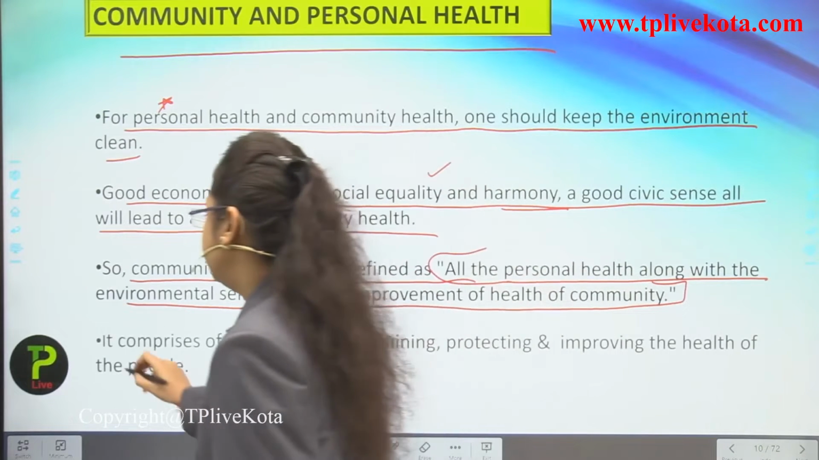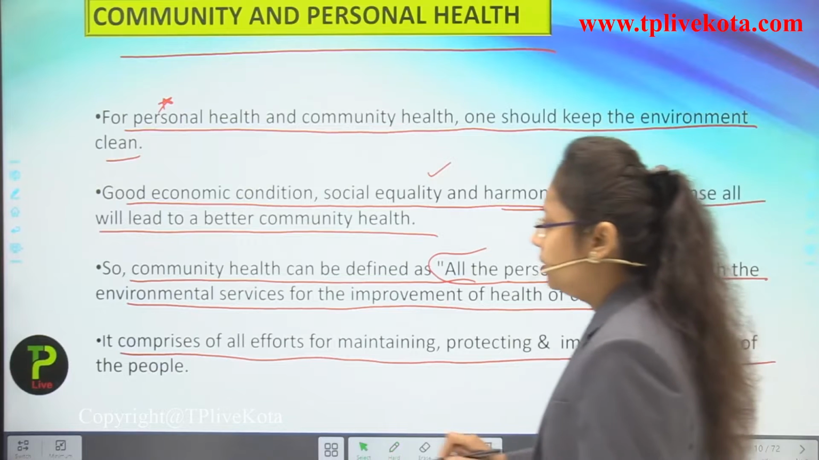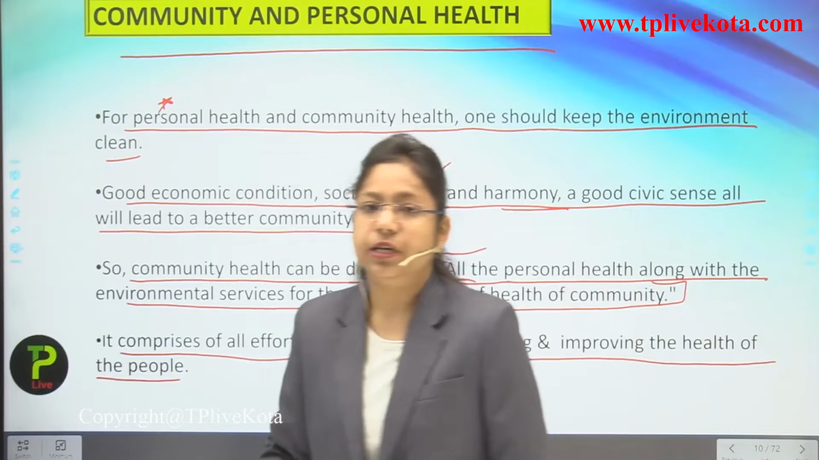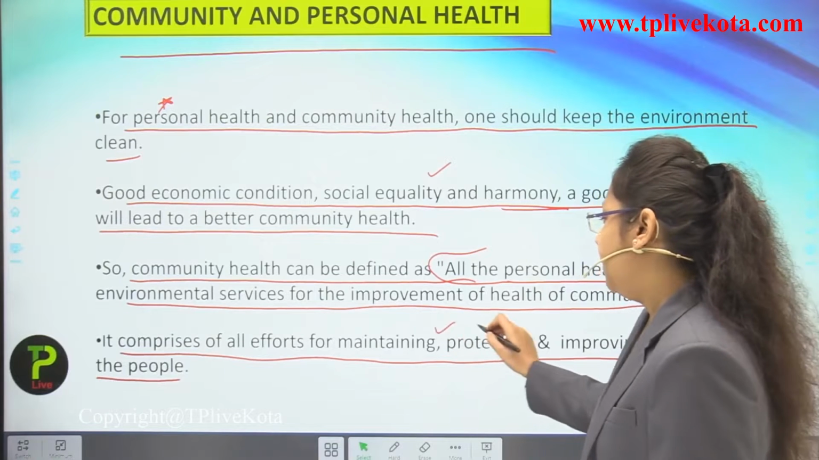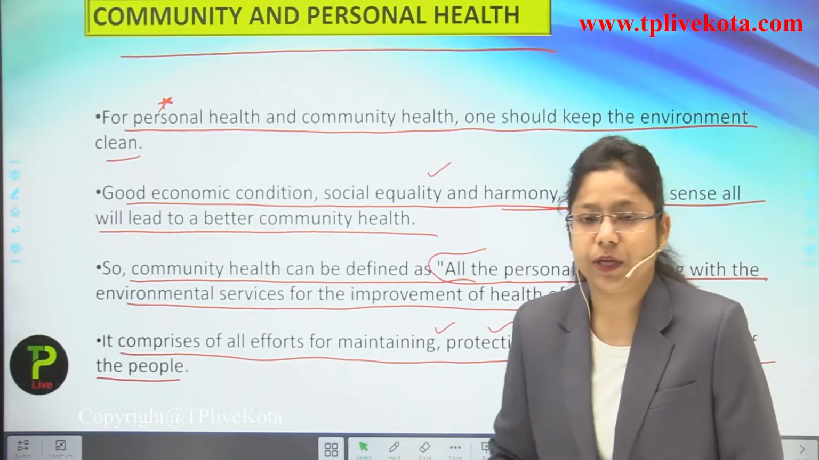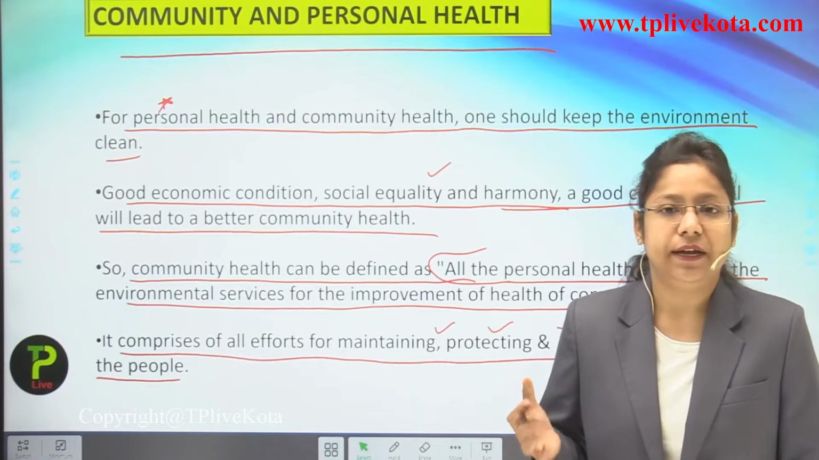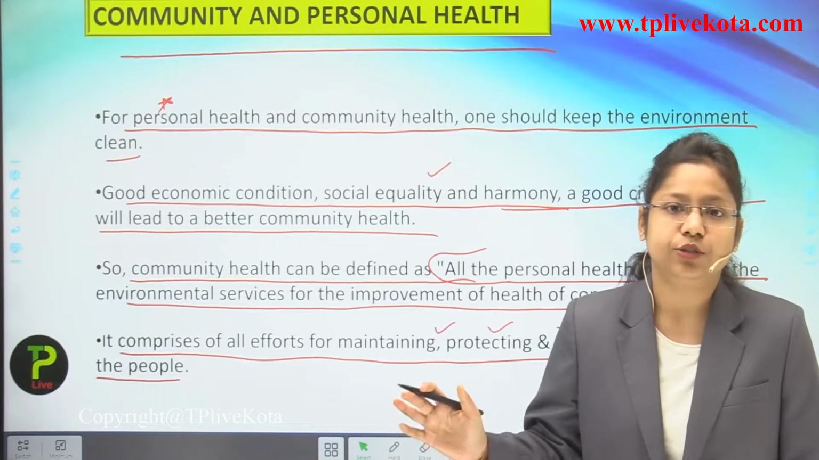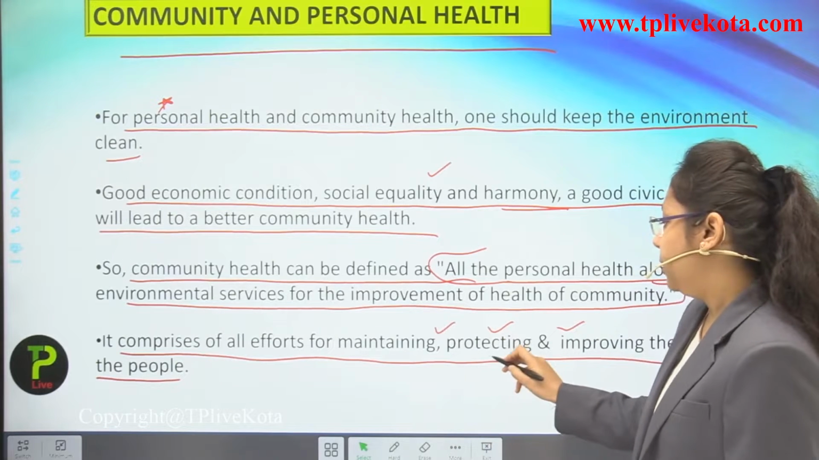Okay, now next, it comprises all efforts for maintaining, protecting and improving the health of the people. So actually, the health of the people can be improved by maintaining, by protecting and by improving. The maintenance should be done. If you are living in a society, then the maintenance of that society should be done, cleanliness should be maintained, hygiene should be maintained. Next, protecting should be done.